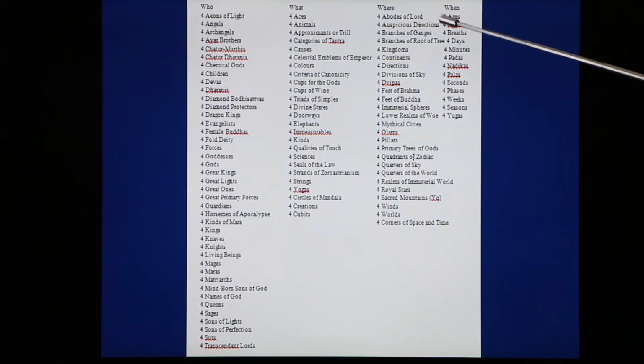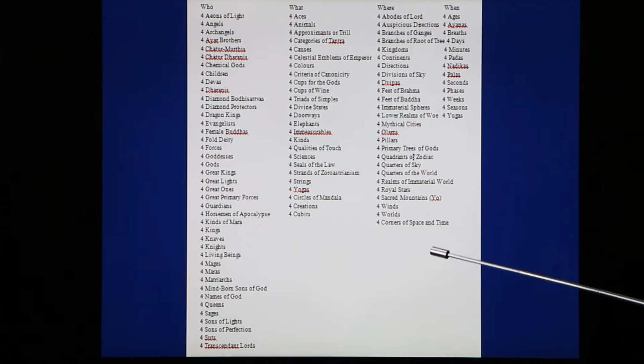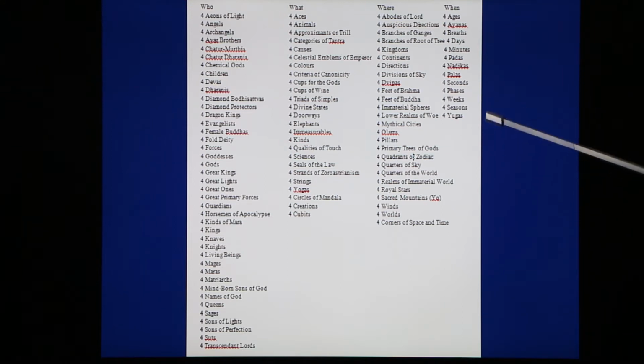And so then we have the four abodes of God, the four continents, the 4 feet of Brahma, the 4 mythical cities, the 4 quadrants, the 4 royal stars, which become then the 4 evangelists, and then the 4 ages, the 4 breaths, the 4 days, the 4 nadikas, the 4 seconds, the 4 weeks, the 4 seasons, the 4 yugas.